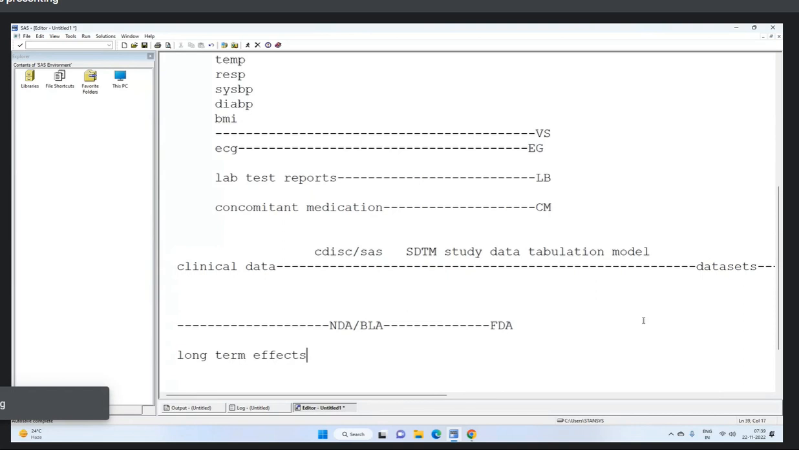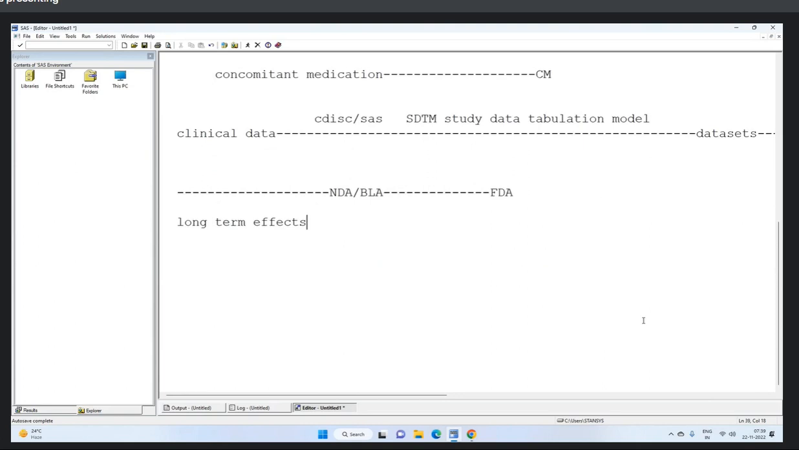They want to know about the long-term effects. So for that reason, every now and then, they will ask you to submit data even after the drug has gone into the market. We need to collect the data from the hospitals, from the patients and the doctors, and we have to submit those reports again. And this is called phase 4 studies. We also call it post-marketing surveillance studies.